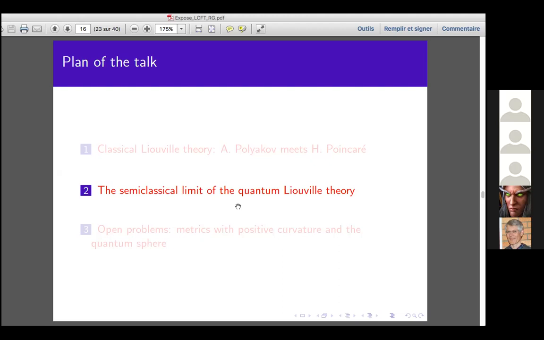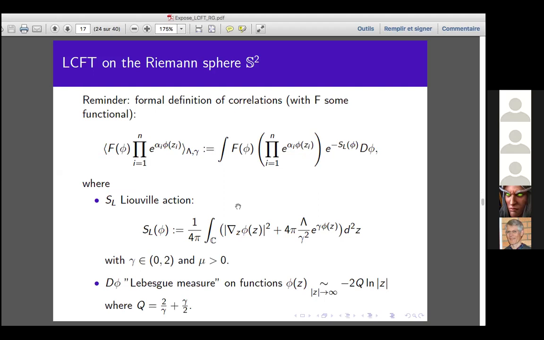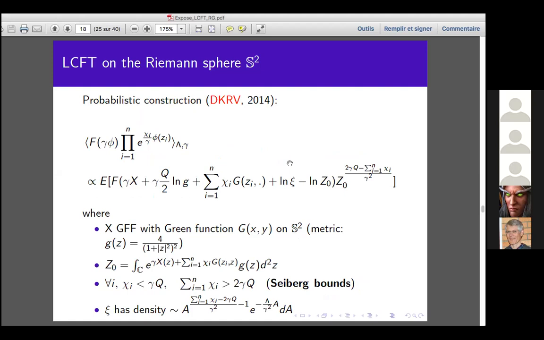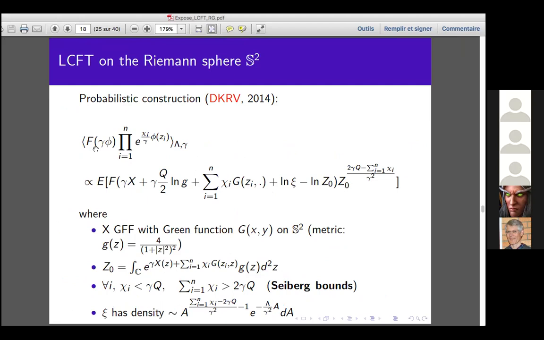Okay, so now I'm going to give a rigorous version of all this story I talked about. Remember, in all this talk, I'm going to replace mu, the cosmological constant, by lambda over gamma squared with lambda fixed. I want to integrate with respect to exponential minus the Liouville action a function of phi and a product of exponentials of the field phi taken at different points. To make a long story very short, what we did in 2014 with François David and Antti Kupiainen is that we gave a definition for this thing, and the definition is that it's proportional up to some constant to the following thing.